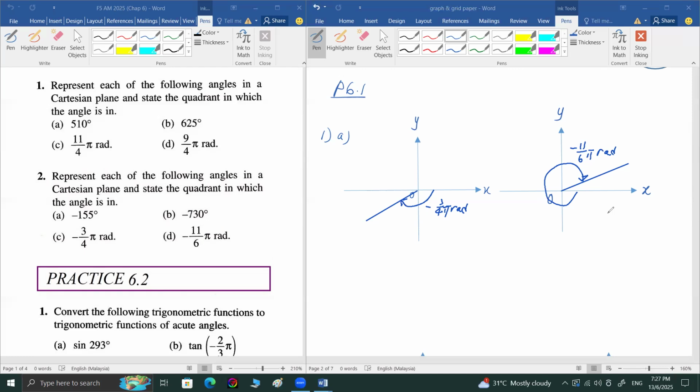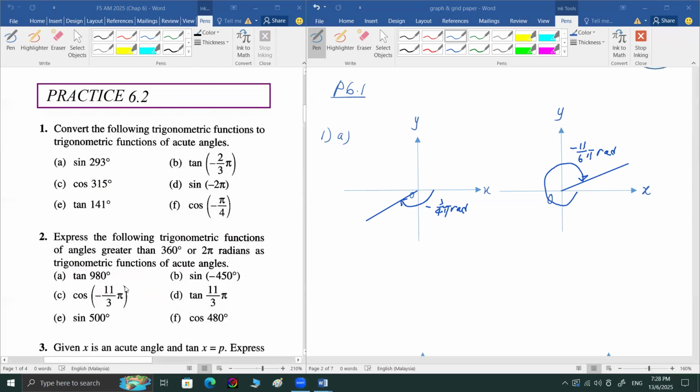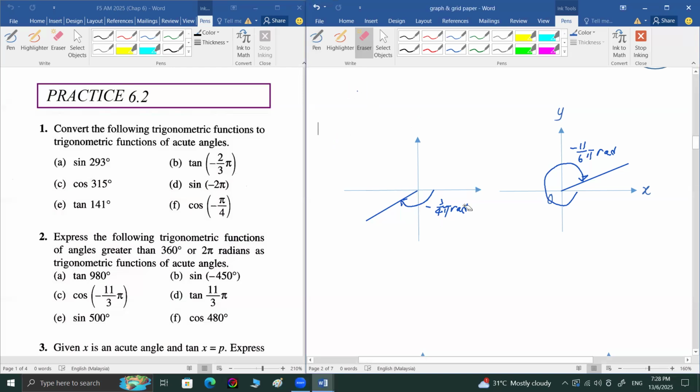Okay, now get ready for the other questions. We go to question 2, 6.2. Convert the following trigonometric functions to trigonometric functions of acute angle. This one is more or less like your mathematics, remember, you have learned in class?